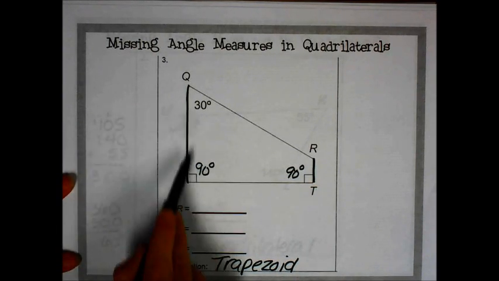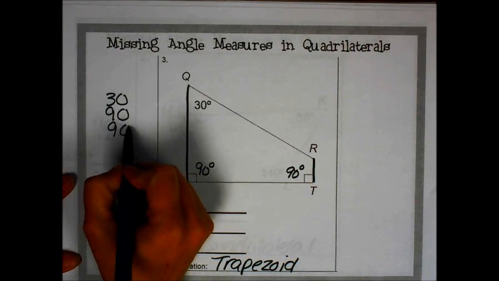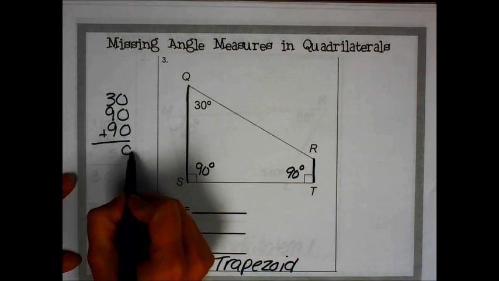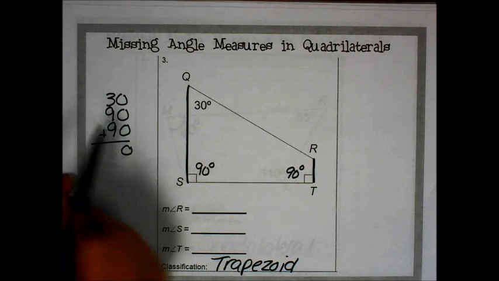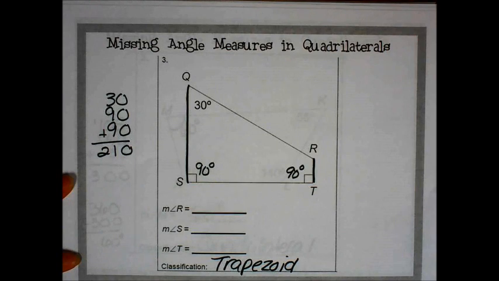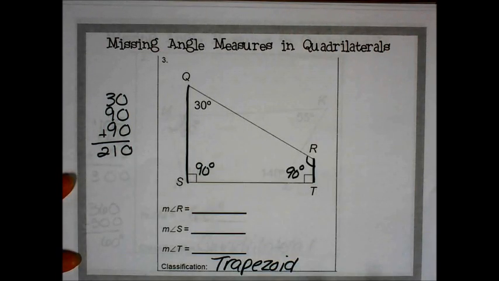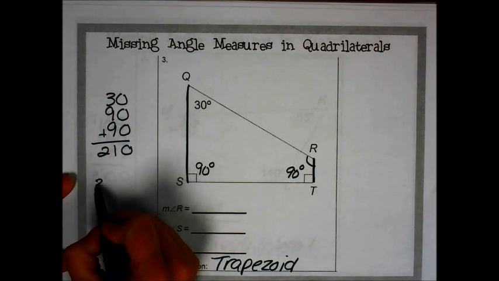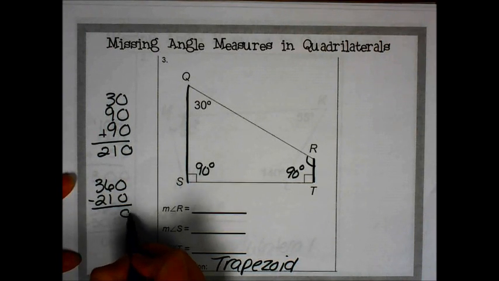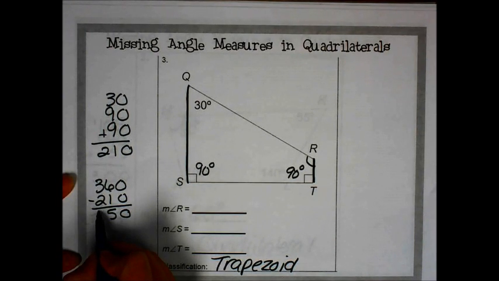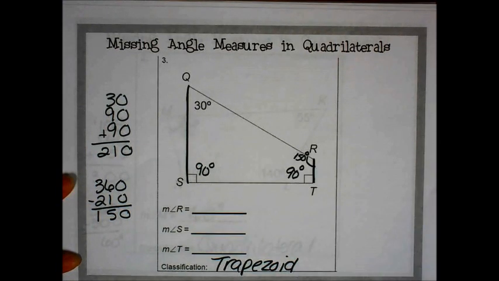So let's add the three angles that we know. 30 plus 90 plus 90, that's 0. 9 and 9 is 18. 18 plus 3 is 21. So that's 210 degrees. But to find angle R, I have to subtract from 360. So 360 minus 210, that's 0, 5, and 1. So angle R is 150 degrees.